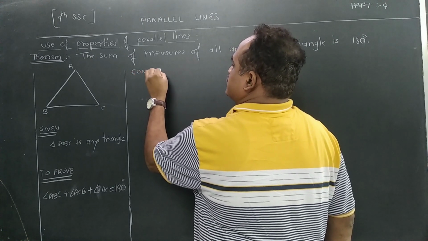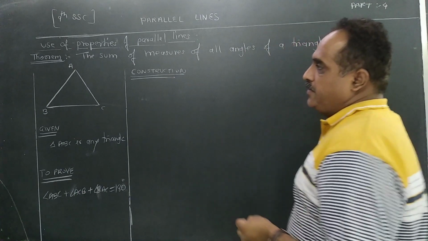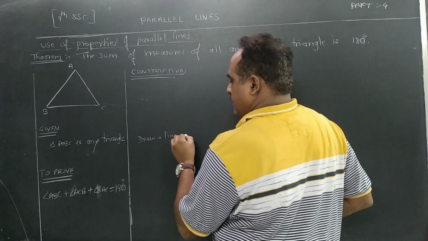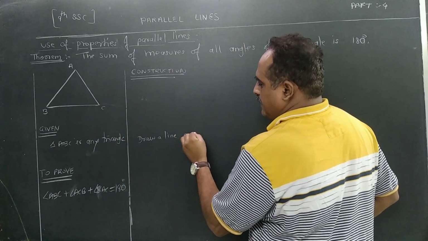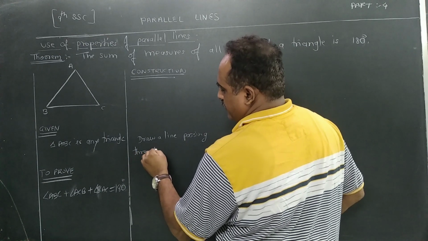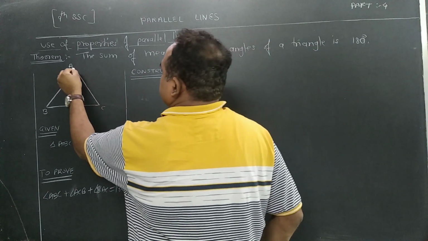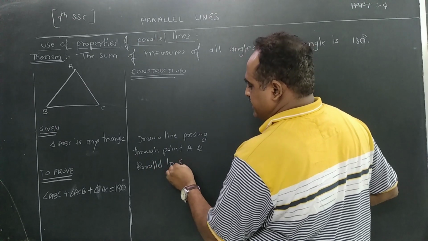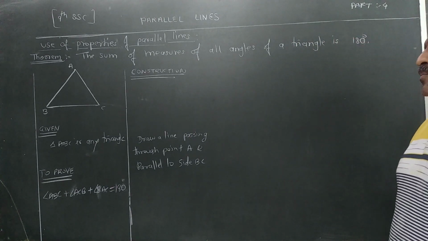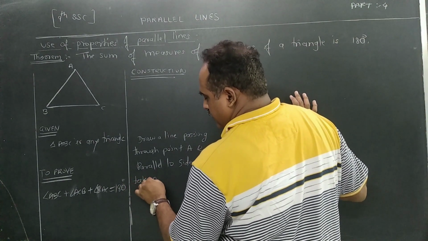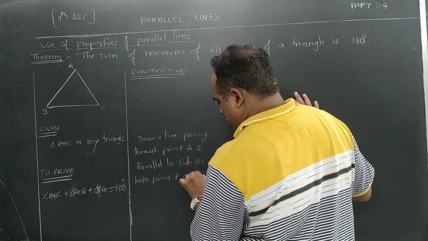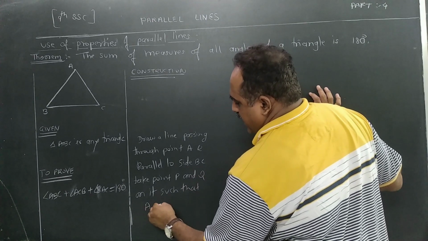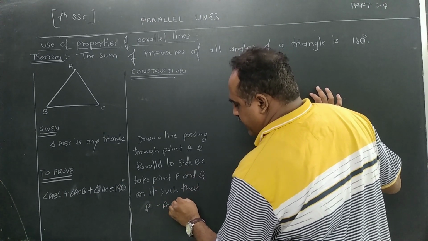We'll do construction. In the construction, draw a line passing through point A. A line must pass through this point A and be parallel to side BC, and take points P and Q on it such that A lies between P and Q.